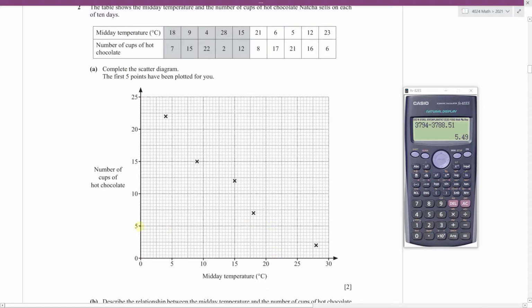On the y-axis, it's again two blocks representing 1 cup of chocolate, because from 5 to 10 there are 10 blocks, but the difference is 5. So each block is 0.5. So two blocks represent 1 cup of hot chocolate. So let's plot this. 21 and 8. So this is 21, 5, 6, 7, and 8 will be at this point here.